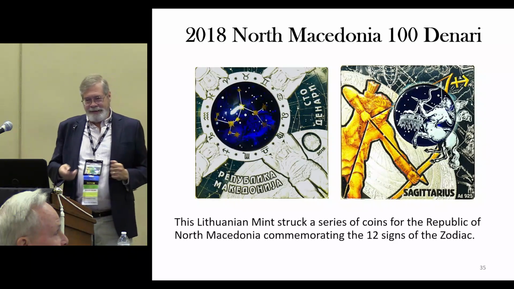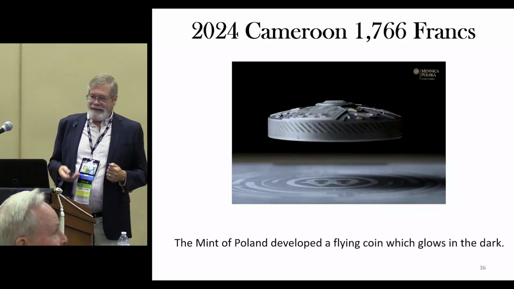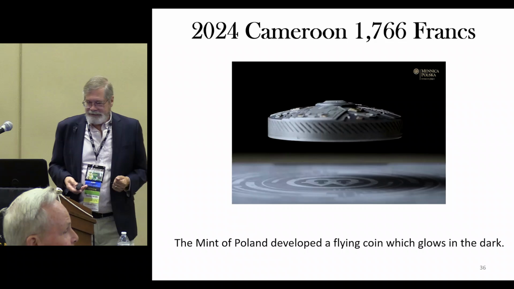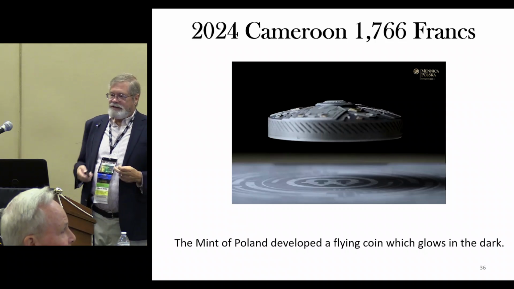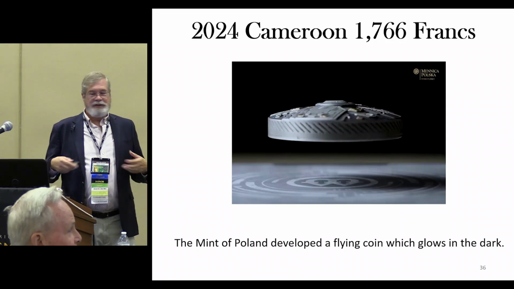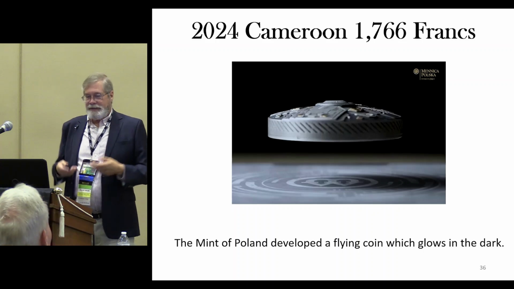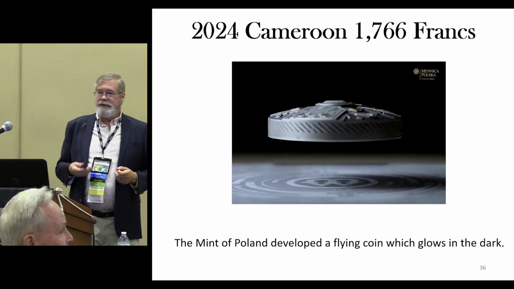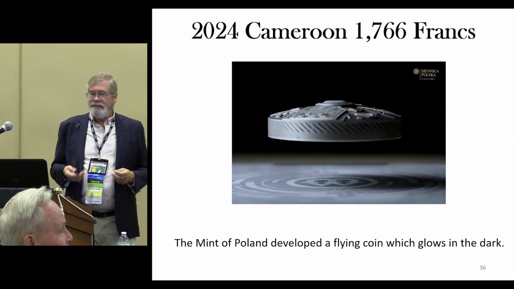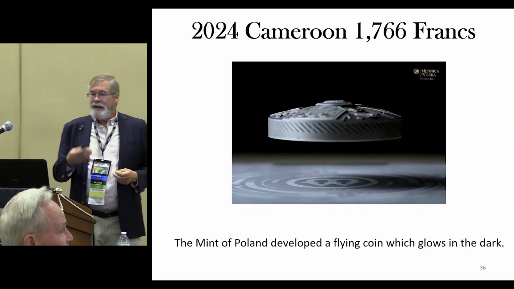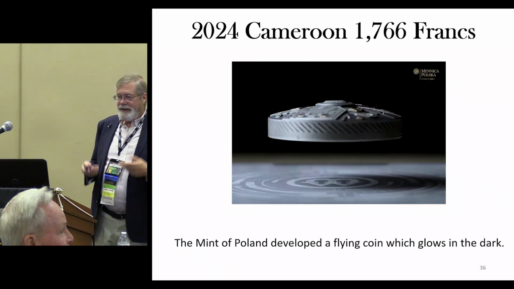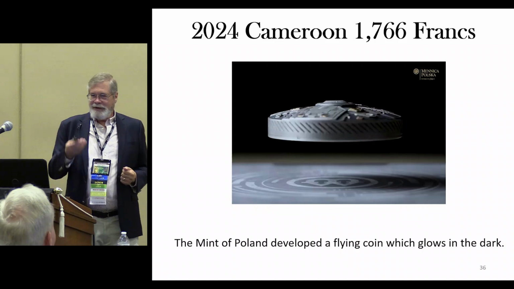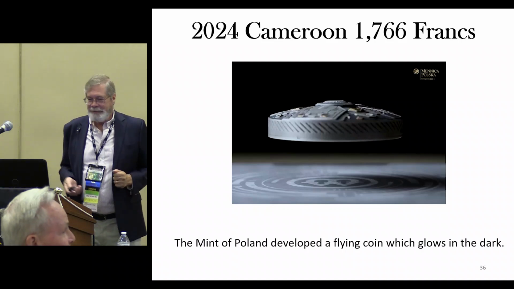This next one is a 1766 francs coin from Cameroon, minted again by the Mint of Poland. They keep postponing the issuing date. It now looks like if you want to get one, you have to wait until August the 16th for it to actually be available to you. And the price is going to be about $1,500 for this coin. 1766 francs is about $3.50, $4 US. So it's somewhat pricey compared to its face value.